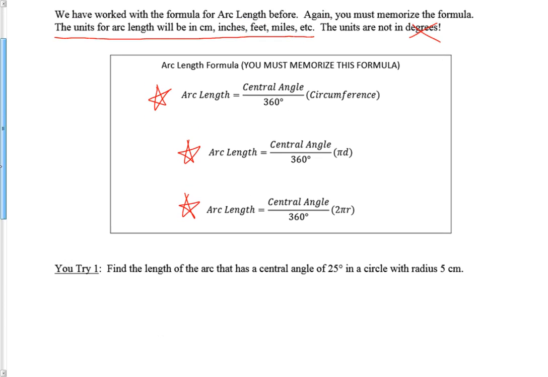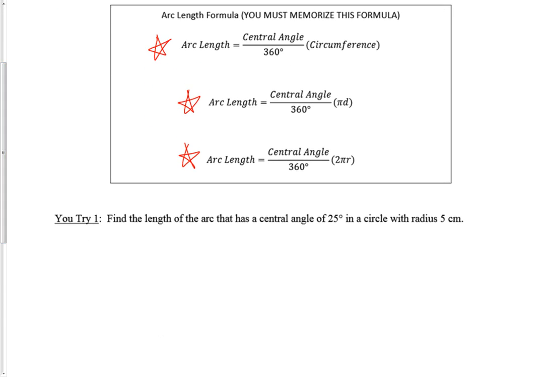So to start, we have a problem for you to do, and you are starting over here on You Try 1. And you're going to use one of the formulas above. Find the length of the arc that has a central angle of 25 degrees in a circle with a radius of 5 centimeters. Please pause the video here to complete You Try 1.